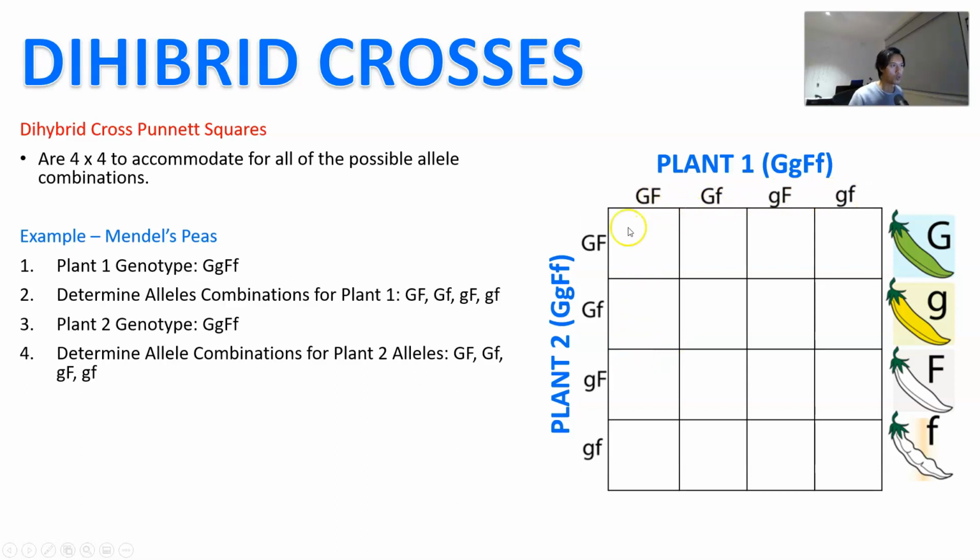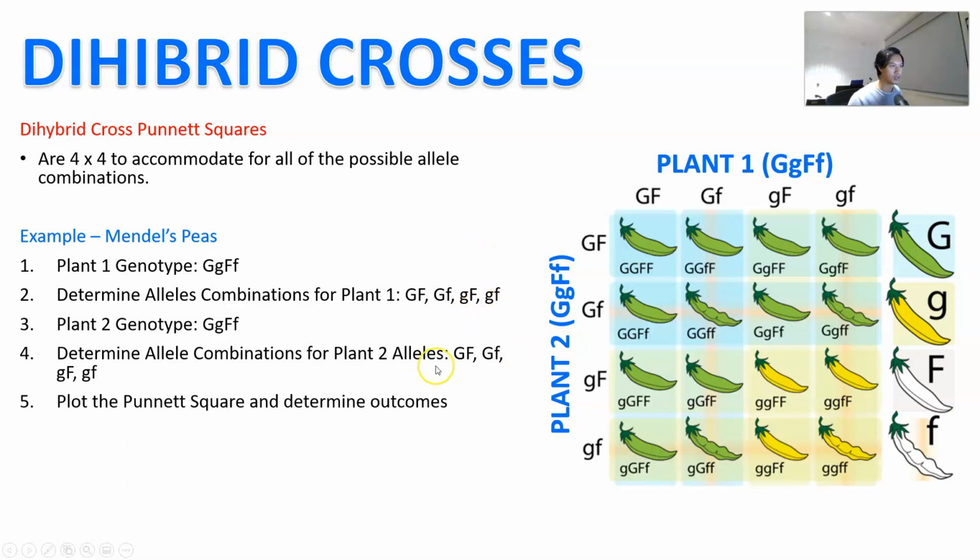So here are all the possible combinations along the top and along the side for these 2 plants. And then from there, you just, once again, like a Punnett square, fill all the combinations together. And this will have 2 capital G's, 2 capital F's. And if you fill the whole thing out, you're going to get this as all your possible outcomes, right?